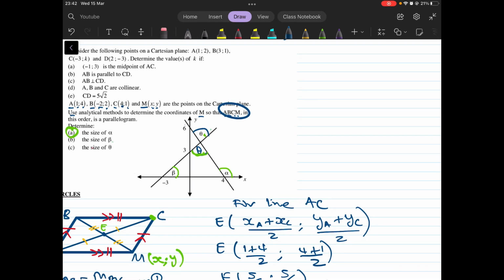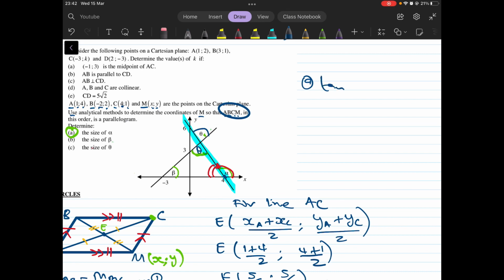Let's now start with alpha. How do we get alpha? Alpha is the angle of inclination of this line. It's the angle from the positive x-axis up to the line. For us to get an angle of inclination for a line with a negative gradient, we need to first get this angle, which is the reference angle. We're not changing the rules.